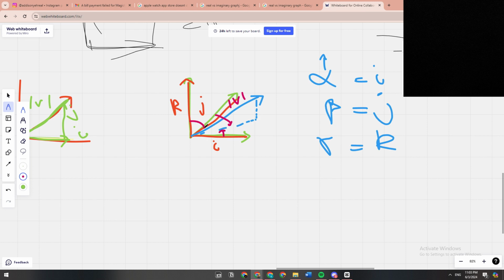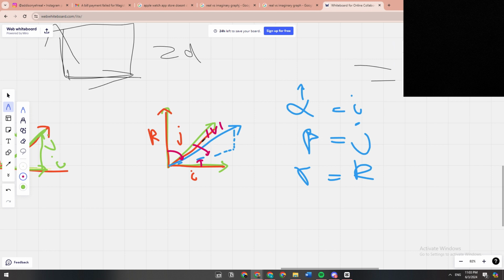But I hope this makes more sense than your lecturer's. I didn't even know this, to be honest. My lecturer taught me, so shout out to Keith from my 1090 class. He's a real one.